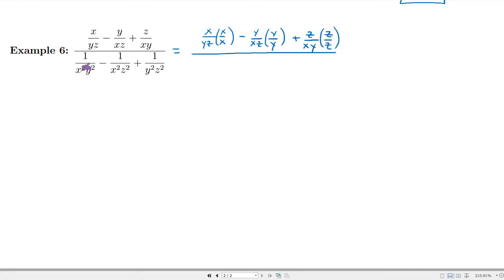Okay, now what about down here? We have x squared y squared, x squared z squared, y squared z squared. So this x squared y squared would be missing z squared. So we're going to have to multiply x squared y squared by z squared over z squared, minus 1 over x squared z squared. This is missing the y squared. And then the last one is missing the x squared.